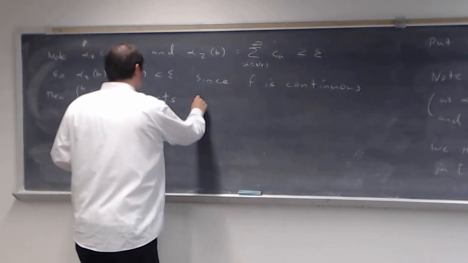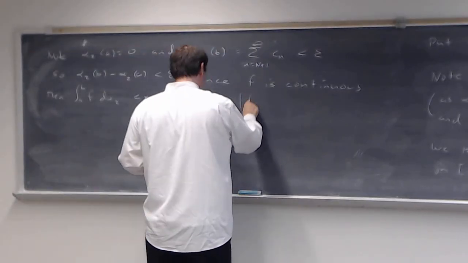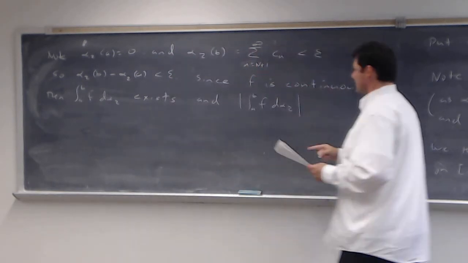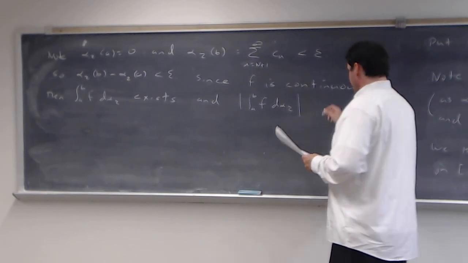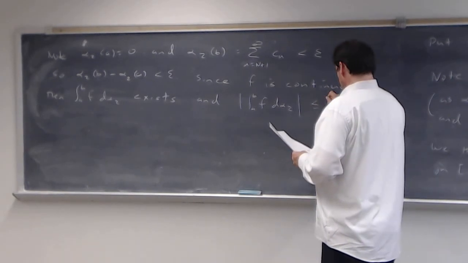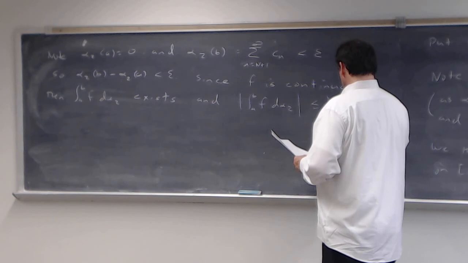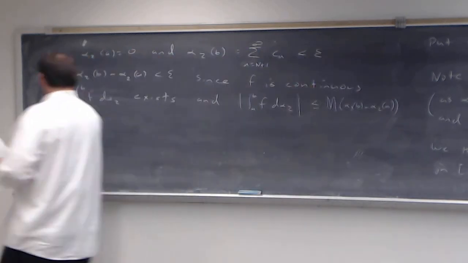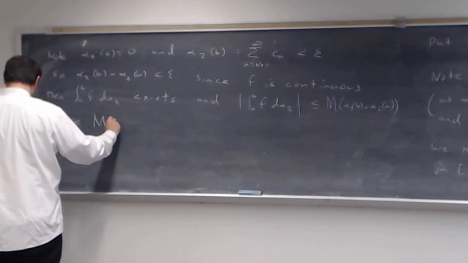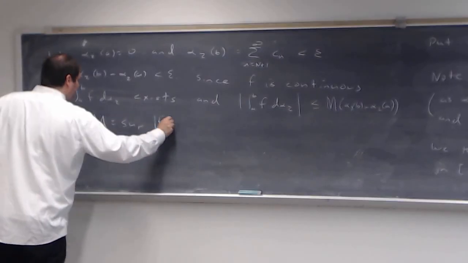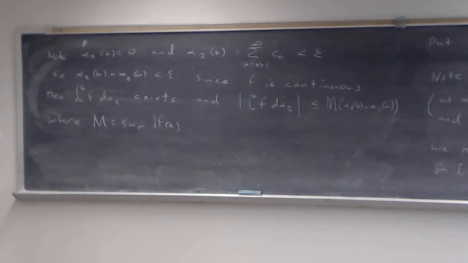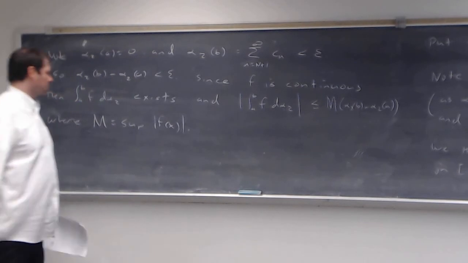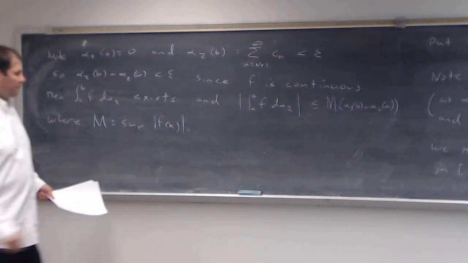And the absolute value of that integral from A to B of f d alpha sub 2 is going to be less than or equal to M times alpha sub 2 of B minus alpha sub 2 of A, something we proved before, where M is equal to the sup of the absolute value of f of x.